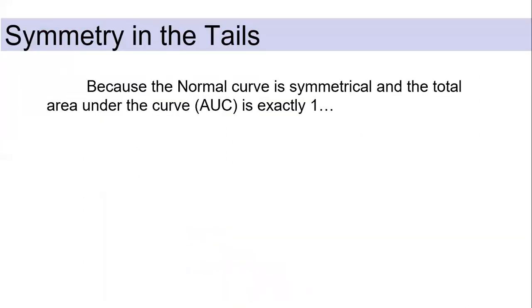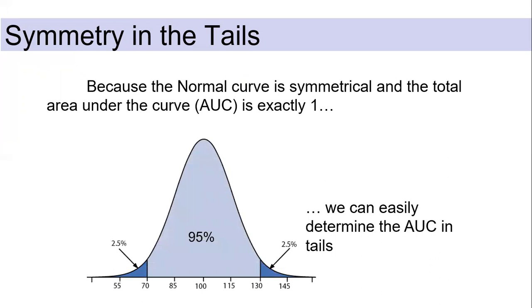Now, let's also talk about the symmetry in the tails. Because the normal curve is symmetrical and the total area under the curve, or AUC, is exactly 1, we can easily determine the area under the curve in the tails as well. For example, if we are talking about 95% here, it's 2 standard deviations away, if you still recall. So from 70 to 130, that's 2 standard deviations away from the mean. So the area under this curve is 95% based on the rule I gave earlier.